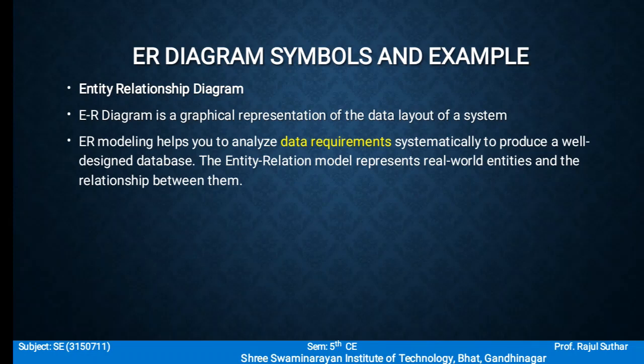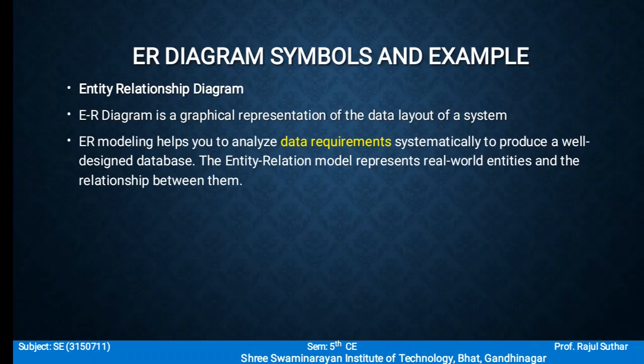An entity is an object that can exist and is distinguishable. We can show the entity by using the rectangle. Relationship is the association among several entities.